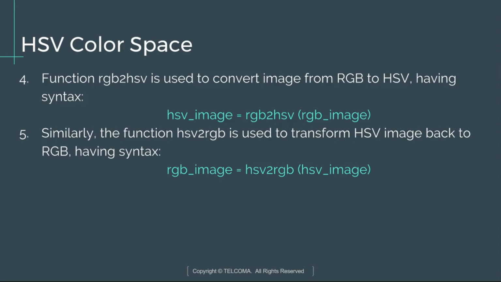Function rgb2hsv is used to convert image from RGB to HSV, whose syntax is shown below. Similarly, the function hsv2rgb is used to transform HSV image back to RGB.